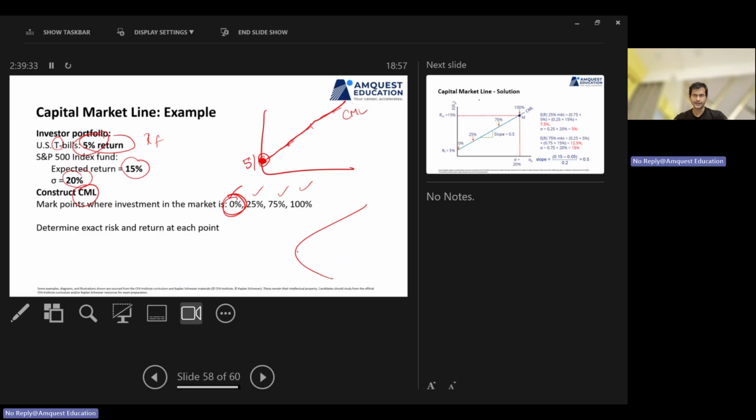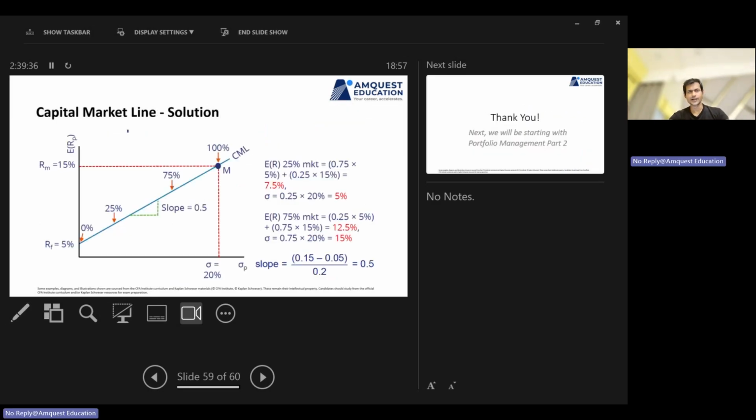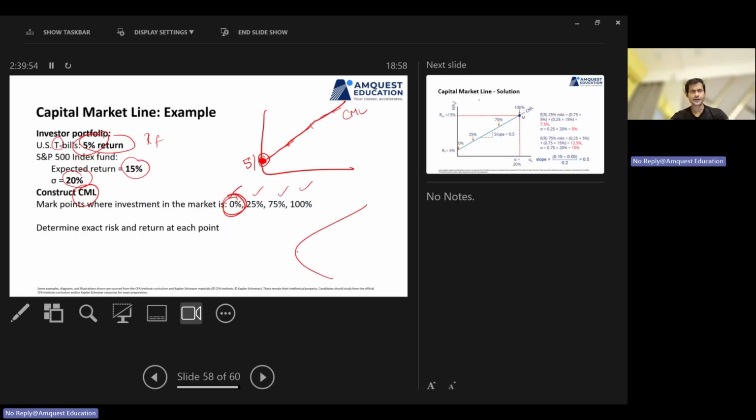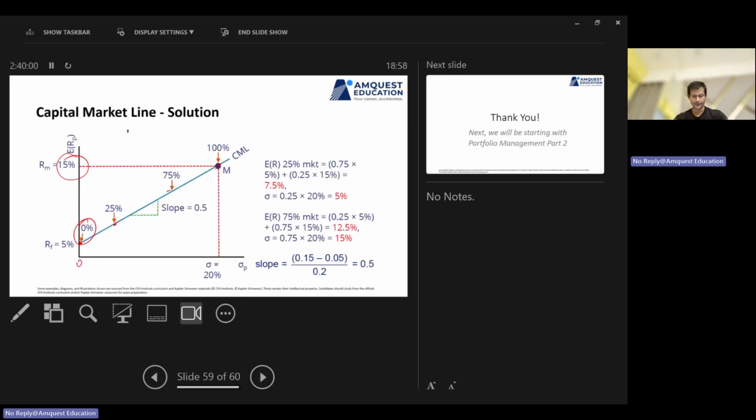Clear? Make sense? They won't ask you to construct it, but you should be able to interpret it. 0%, like I explained to you, means fully invested in the risk-free asset. So my risk is 0 and my investment return is 5. I invested 25%, 75%, 100%. If I invest everything in the market, my risk is going to be equal to the market because I am fully invested in the market. Understood? So my return will be equal to the market return. Right or wrong? I explained this already.